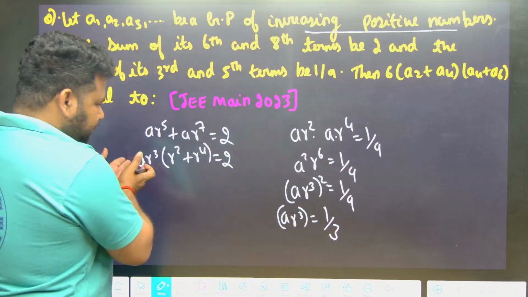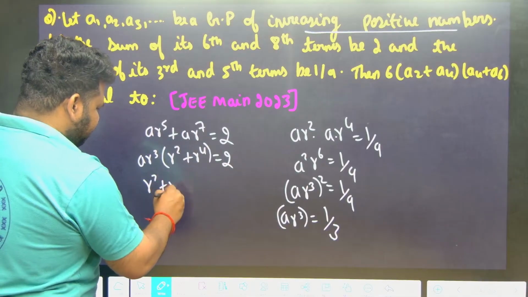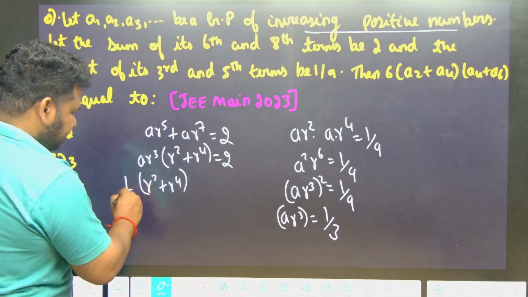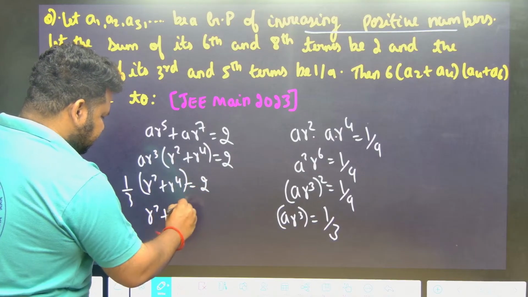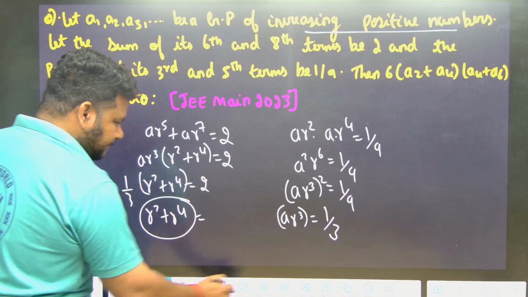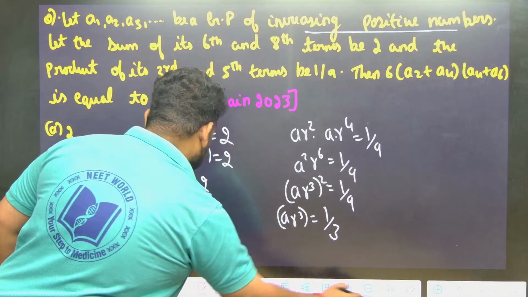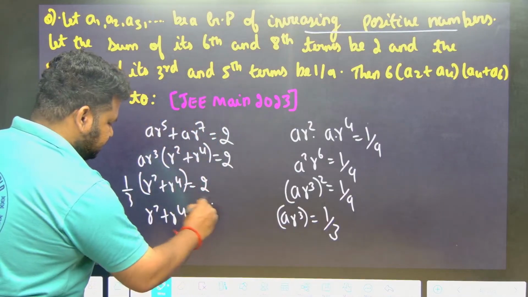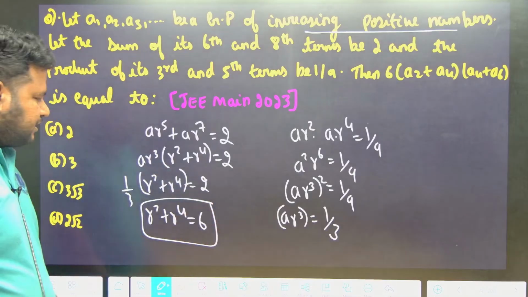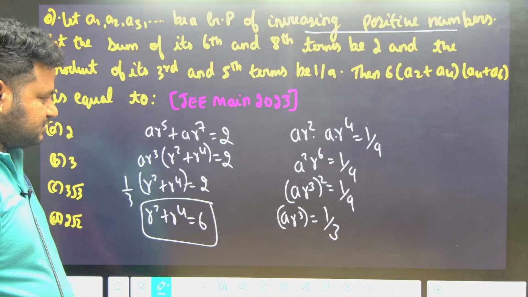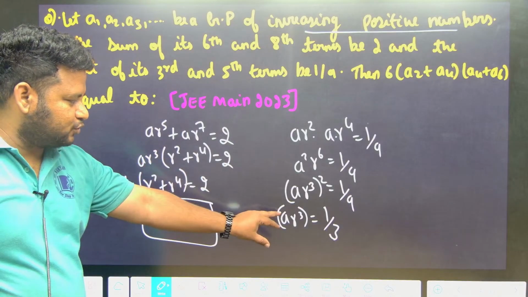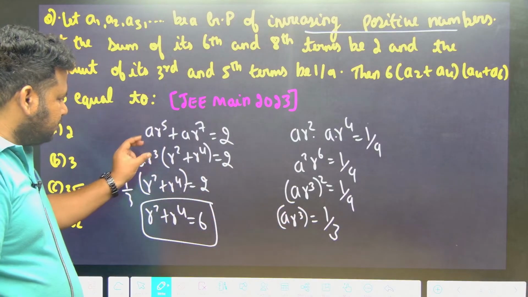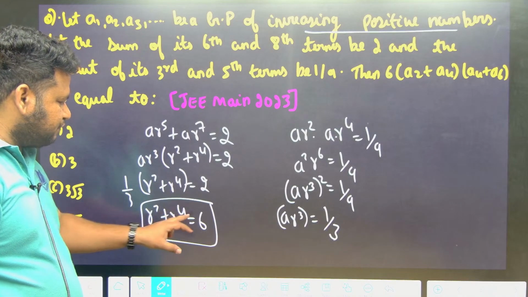So if I put a r cube here, r square plus r power 4, a r cube is 1 by 3, is equal to 2. So r square plus r power 4, I will get the value as 3 into 2, that is 6. You got the value as 6. Okay, r square plus r power 4, we got the value as 6. I am just doing the substitution. I bring it in this form, and here I took a r cube as 1 by 3. a r cube I will take common, and r square plus r power 4 I got as 6.